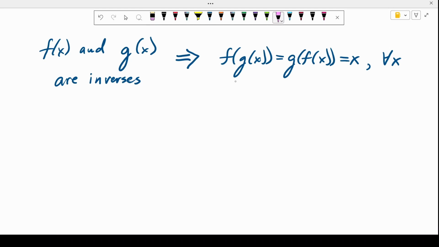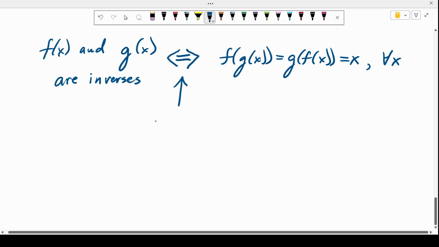Moreover, if you have two functions, f and g, and f of g of x equals g of f of x equals x, if they both equal x for all x, then the opposite direction is also true. Then you can conclude that f of x and g of x are inverses.